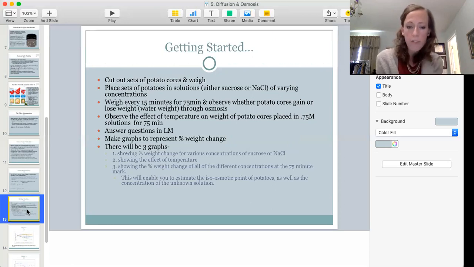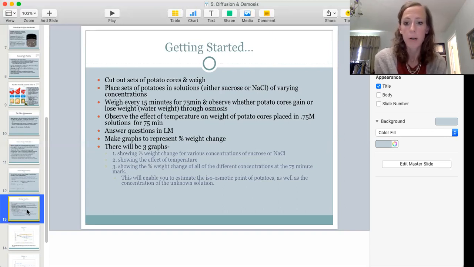The first graph is the percent weight change for the different concentrations of sodium chloride or sucrose, so over time. Okay, the second graph is going to show the effective temperature, and the third graph will show the percent weight change of each of the concentrations at the 75-minute mark, so the final time point.